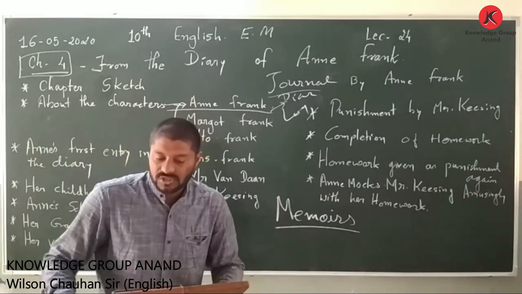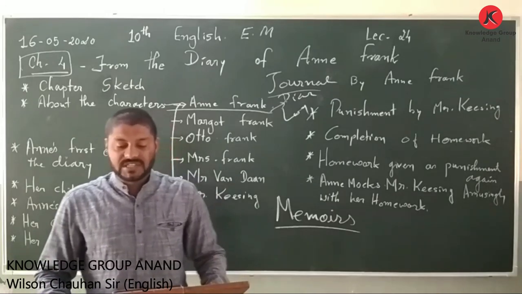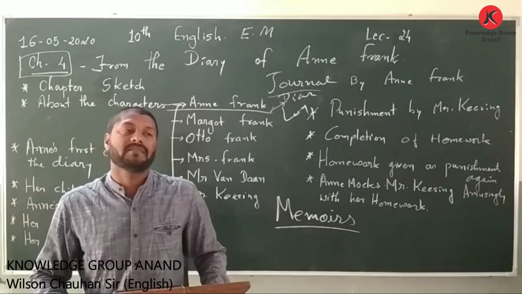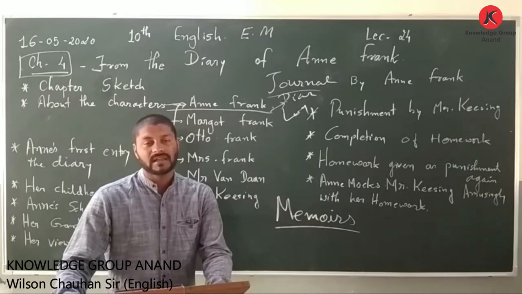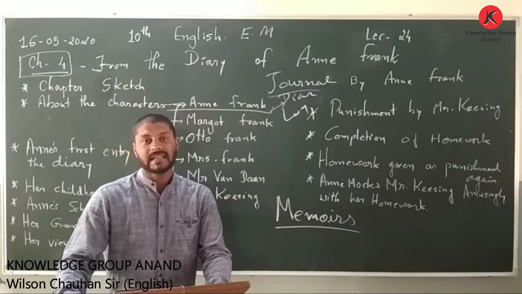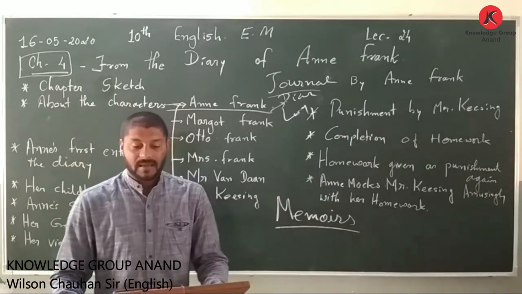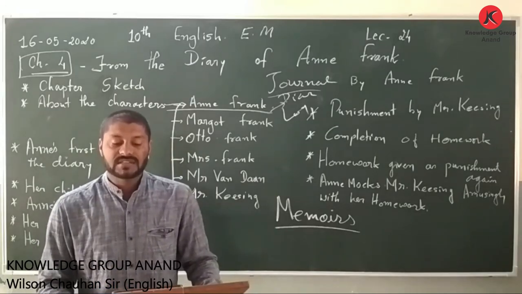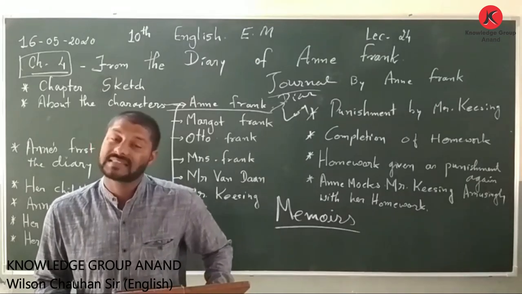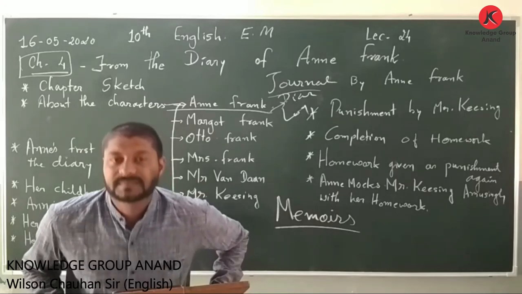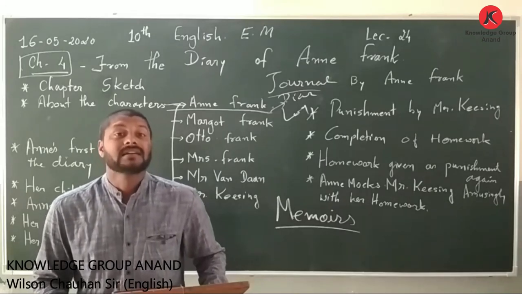Third in character, we have Otto Frank, Anne's father. He is a Jewish businessman who left Germany after Hitler's rise to power. So perhaps they were residing in Germany, but when Hitler came to power, he left the place, hoping to find refuge in Holland. Mrs. Frank, Anne's mother, is a source of many conflicts with Anne during the 2 years that the family spends in hiding.